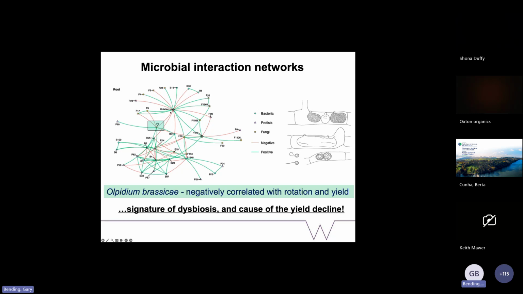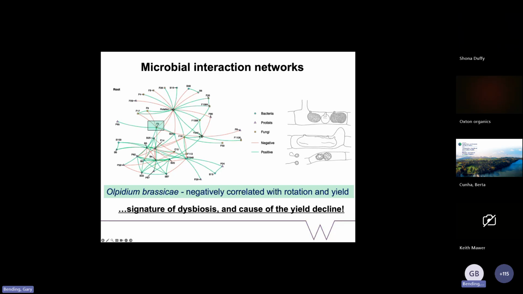We have rotation here. So these are all taxa. If they have a B, they're bacteria. If they're F, they're fungi. If they're P, they're protists that were correlated with rotation and similarly correlated with yield. If they're red, it means there was a negative interaction. So this one here, F2, was negatively associated with yield. So when it was in high abundance, there was low yield. And it was also present in high abundance with shortened rotation. So F2 is associated with rotation and yield.